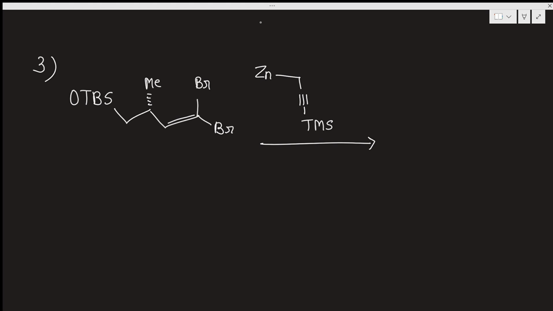This is the compound you have given, and you have given palladium in zero oxidation state with THF as solvent. So see here you have given two different compounds. You have to break down the bond from here and one bond from here, and you will make the structure. Stereochemistry will remain as it is.